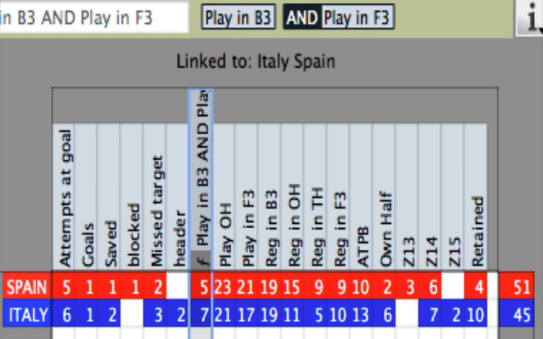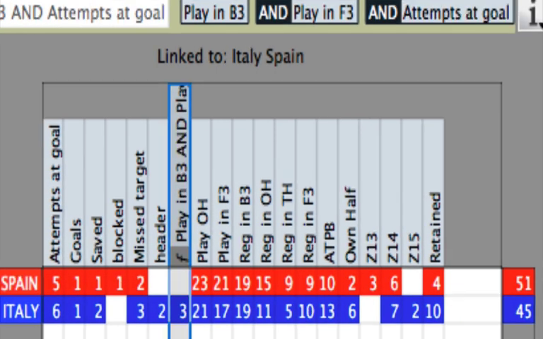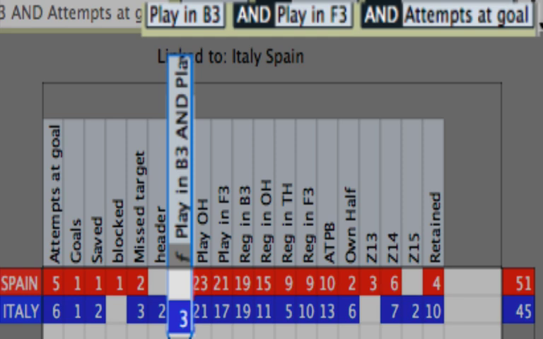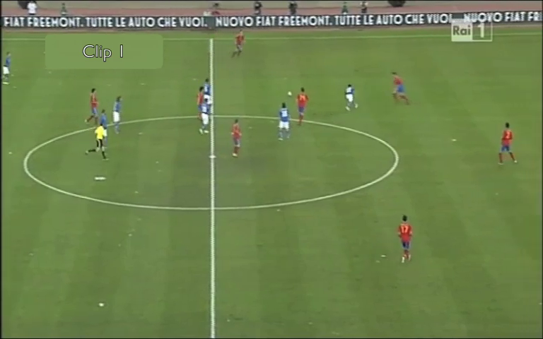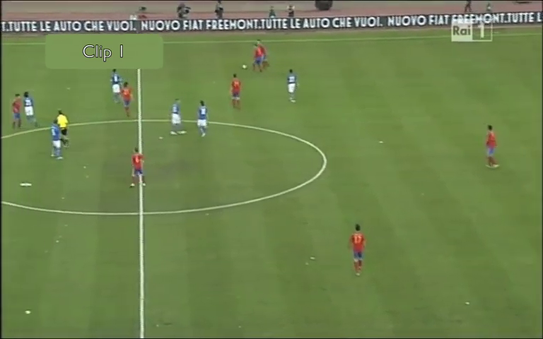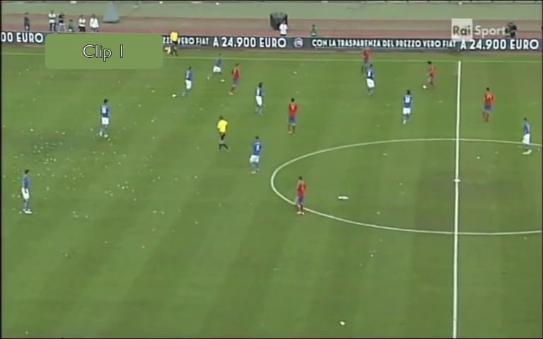So we can look at the success rates by saying, if we look at play in the back third and play in the final third, we can see that Spain actually reached the final third 5 times and Italy 7. And if we look at attempts at goal, we can see that Spain didn't have any strikes at goal from playing the ball from back to front, whereas Italy had 3. Here are the clips for Spain to see their attempts to play from back to front, followed by Italy's.